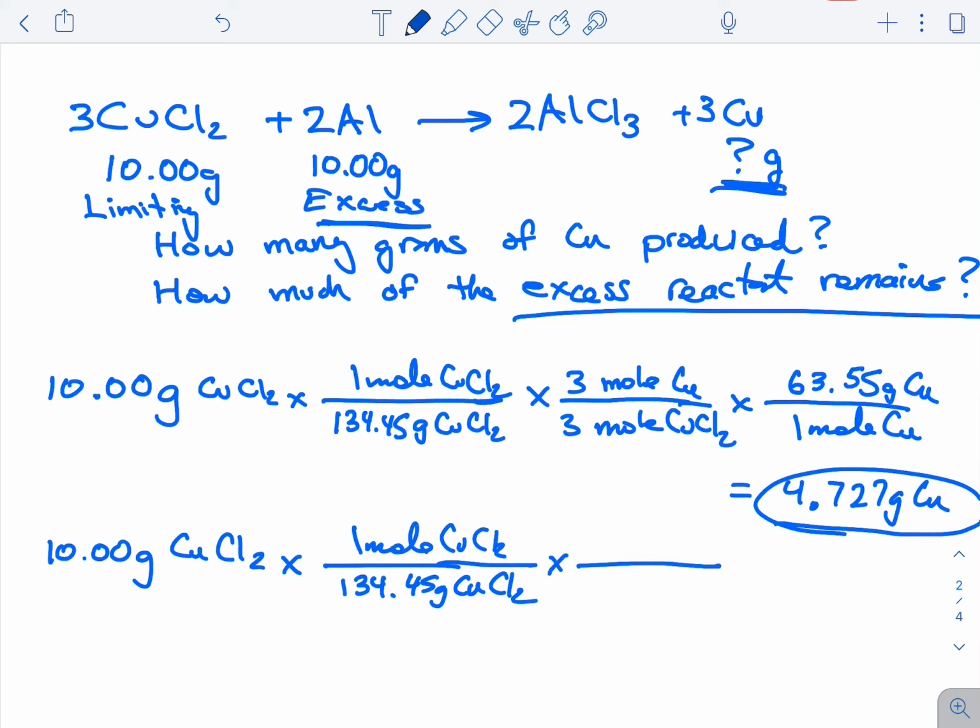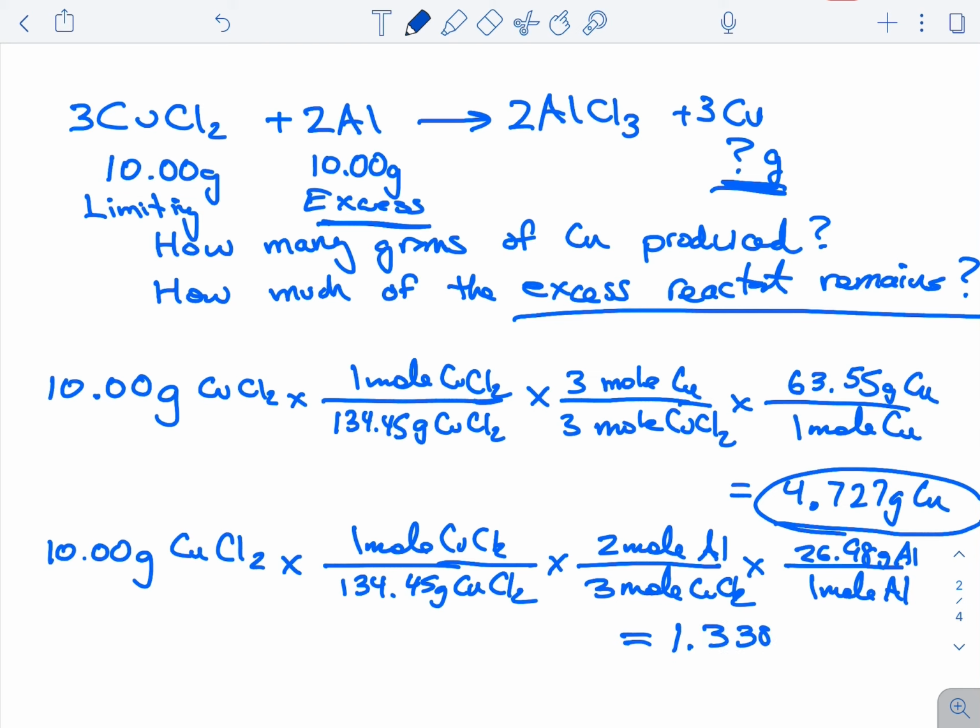And if this seems repetitive, it kind of is. It's okay. You're doing it right. 3 moles of copper chloride for every 2 moles of aluminum. Okay. But we need to do this in grams, so we have to go back to grams. So 1 mole of aluminum is 26.98 grams of aluminum. And that's going to give us 10 times 2 times 26.98 divided by parentheses 134.45 times 3, close parentheses. That gives us 1.338 grams of aluminum.